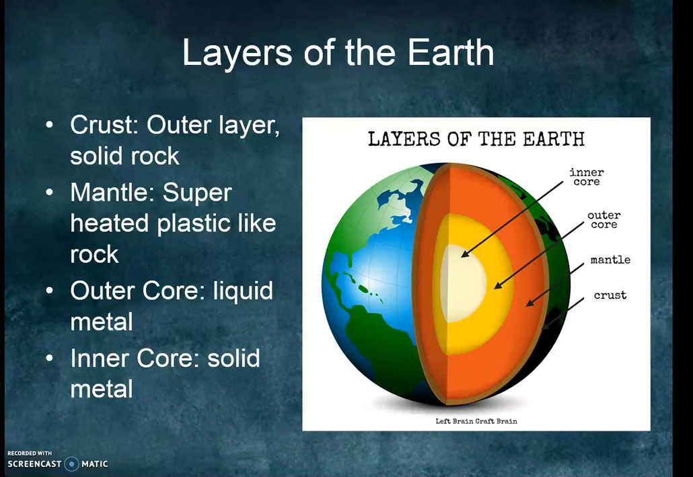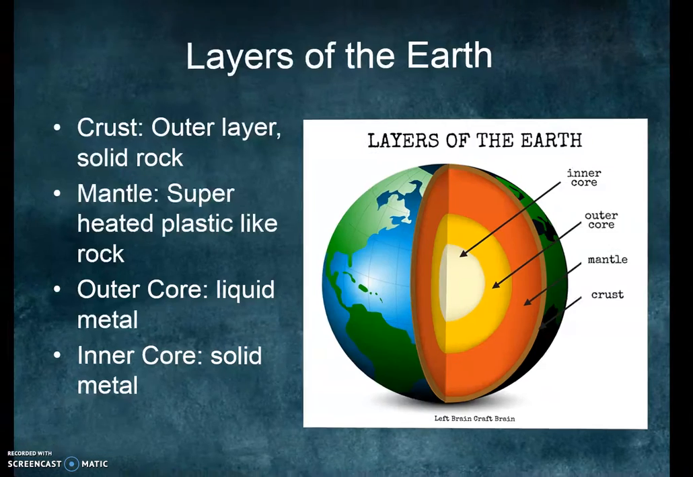So knowing how the continents move is based on the layers of the Earth. The crust is the outermost layer made of solid rock, followed next by the mantle, which is a superheated plastic-like rock, which is important to plate tectonics, followed by the outer core, which is liquid metal, and the inner core, which is solid metal. These layers of the Earth are what allow the plates to move.